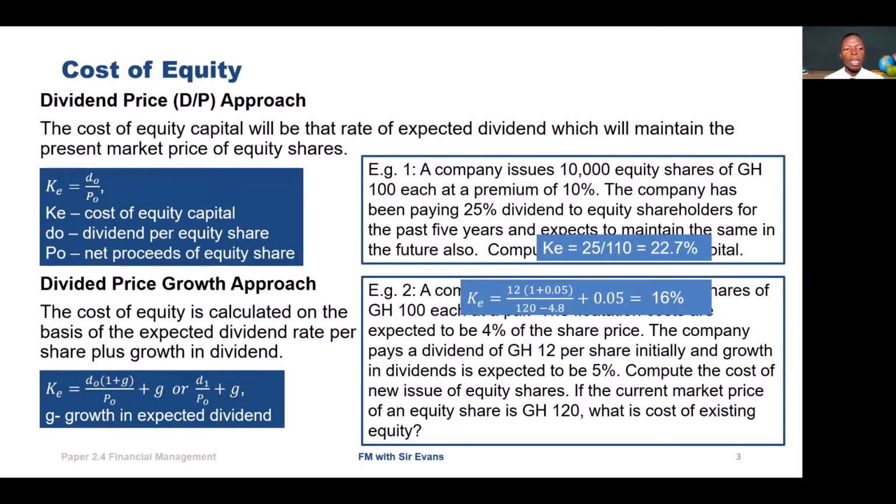And then we need the net proceeds of the equity shares. So the net proceeds of the equity shares becomes the share price minus any cost of issue. So the share price in this question is, the last part of the question says, if the current market price of an equity share is 120 cedis and 4% is the cost of issuing, therefore 120 minus 4% of the 120 is 4.8. So that becomes the net proceeds of the equity share. Then our G is 0.05. So we'll be getting 16% as our cost of equity for this particular scenario.